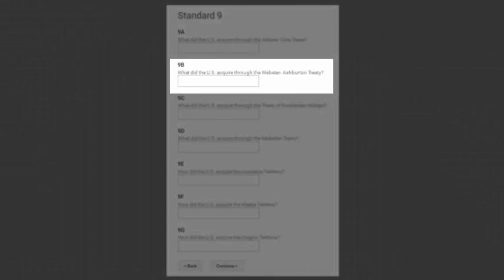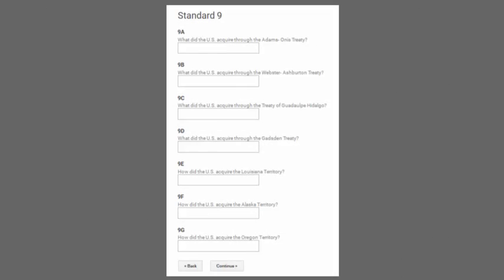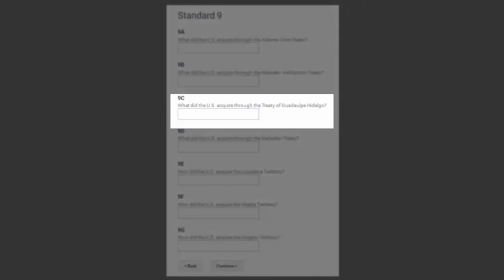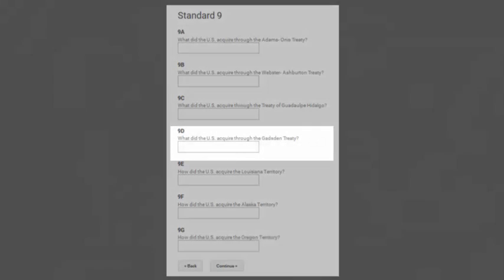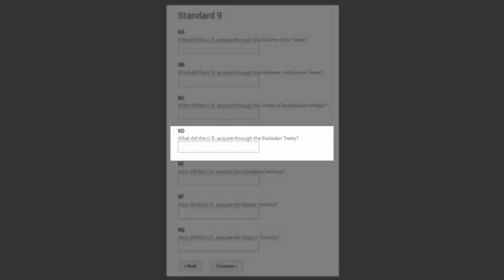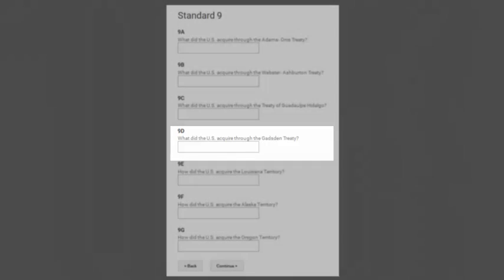9B. What did the U.S. acquire through the Webster-Ashburton Treaty? 9C. What did the U.S. acquire through the Treaty of Guadalupe Hidalgo? 9D. What did the U.S. acquire through the Gadsden Treaty?